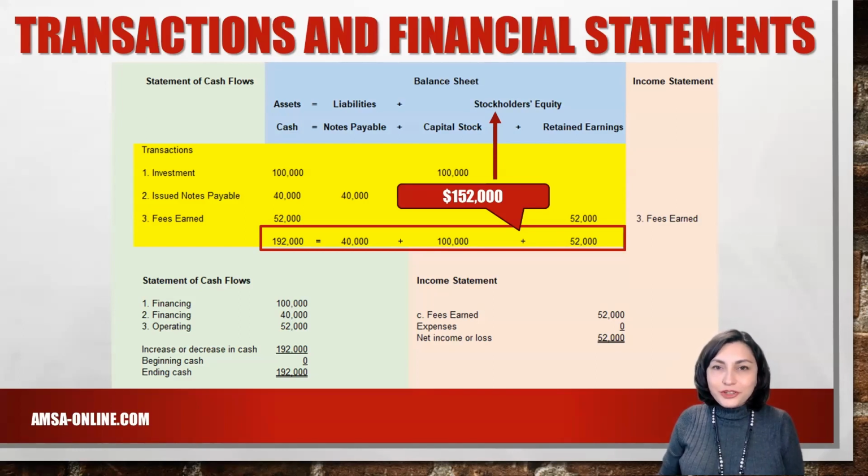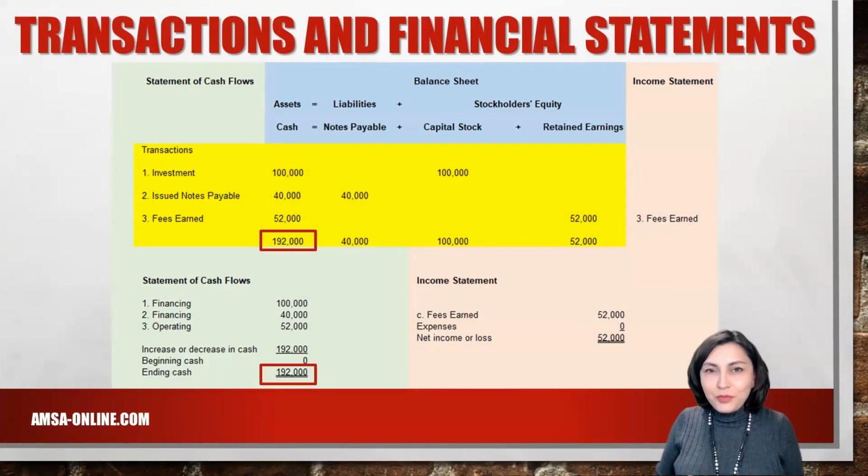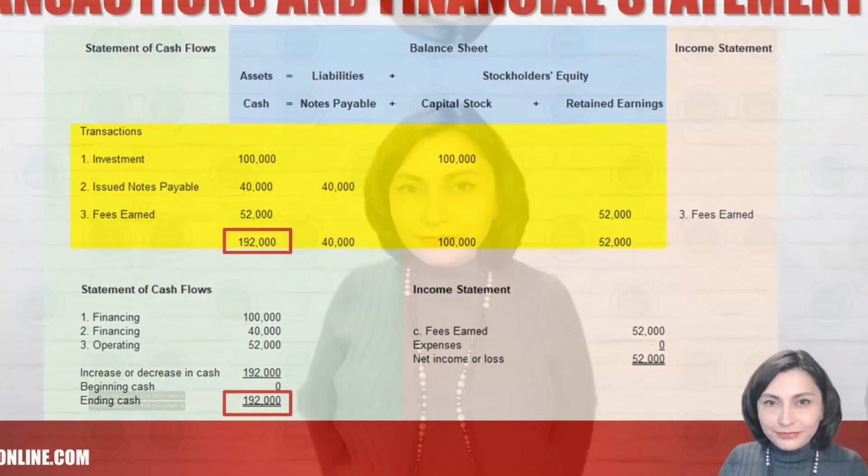The accounting equation balances. Another built-in control that helps you ensure transactions are recorded correctly is verifying that the ending balance in cash on the statement of cash flows equals the cash balance on the balance sheet. In our example, both the ending cash on the statement of cash flows and on the balance sheet is $192,000.